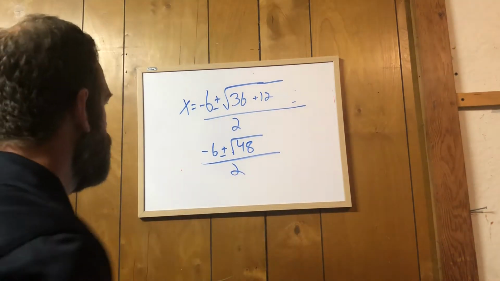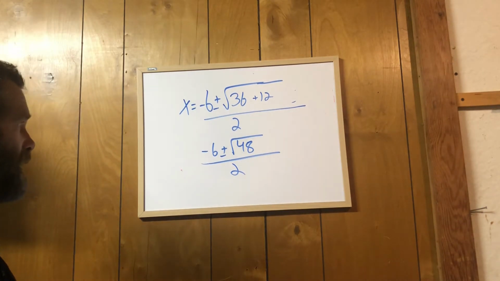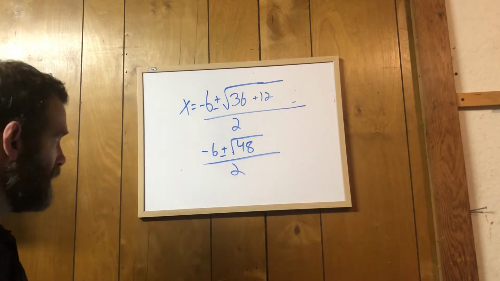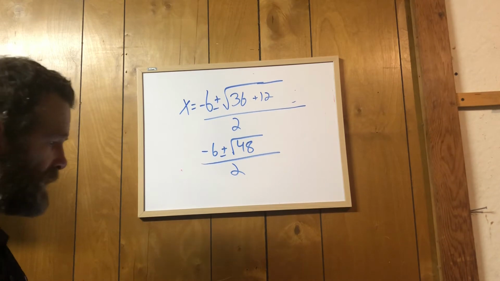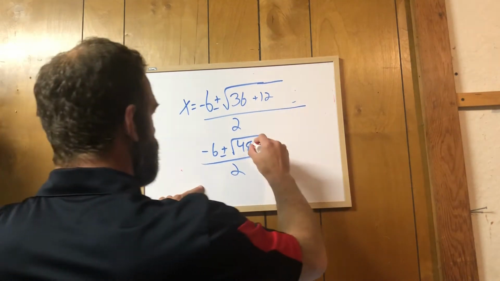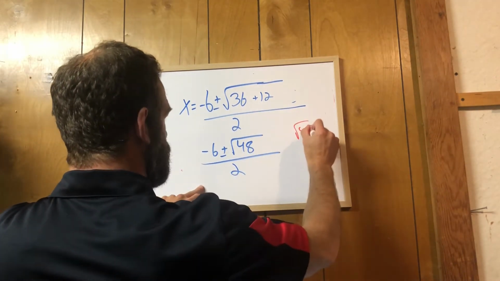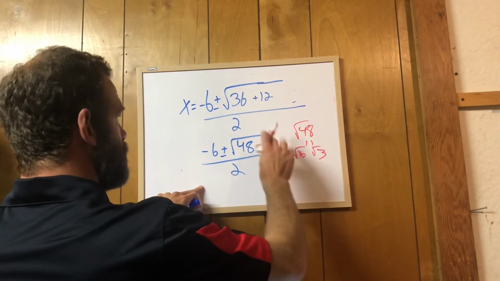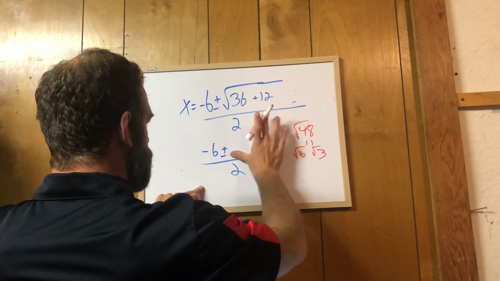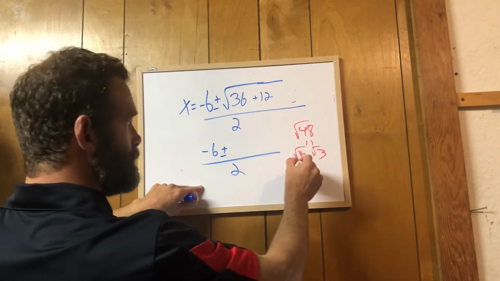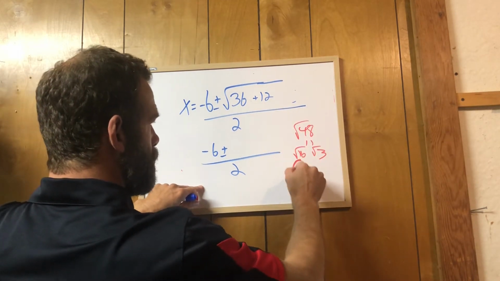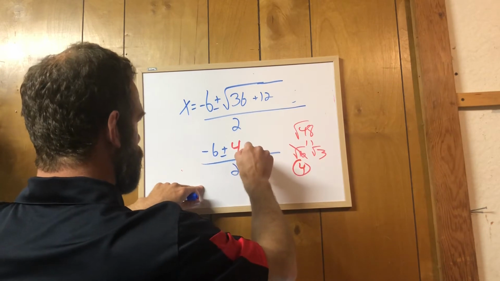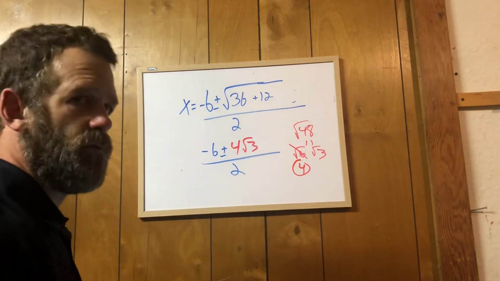All right, now notice square root of 48 is not a solution, because what they did is they simplified square root of 48. They reduced it. Square root of 16 times the square root of 3. Square root of 16 is 4. Remember, just when you're simplifying roots, 4 with the square root of 3. So 4 square root of 3 is the same thing as square root of 48.